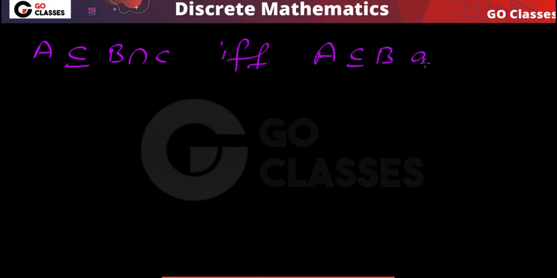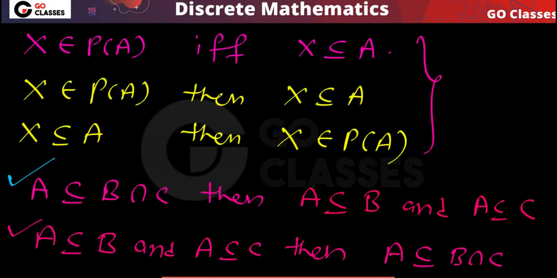So I can say that A is a subset of B intersection C if and only if A is a subset of B and A is a subset of C. So this concept we will use. Okay, remember this proof. Let me just tell you this proof.